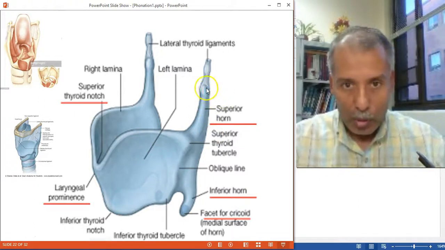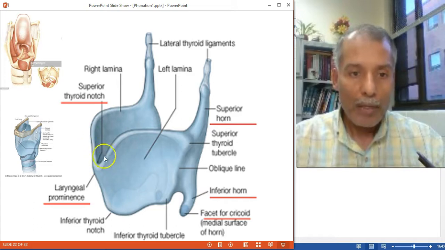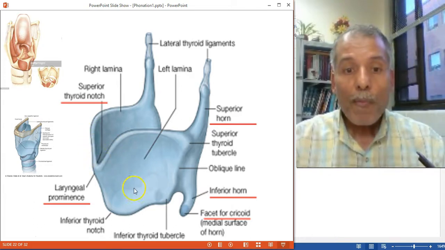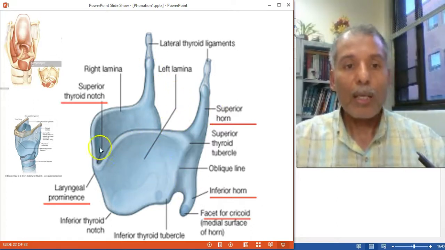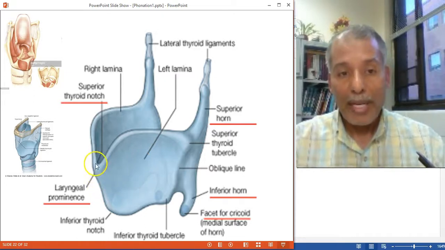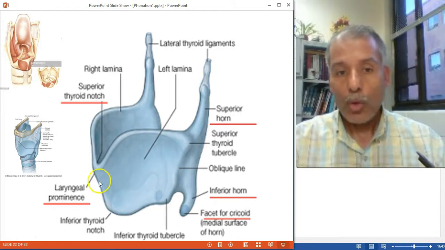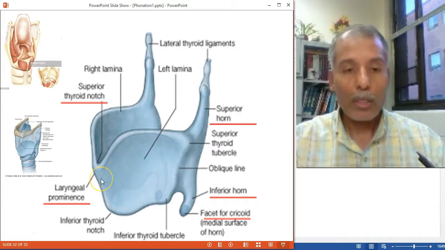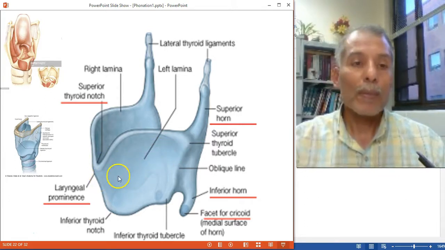So again, here are the superior horns. Here are the inferior horns. Here is the V notch, the thyroid notch. And you need to understand these landmarks and what their significance is. The vocal folds originate beneath the thyroid notch, and each one courses posteriorly to connect onto one arytenoid.